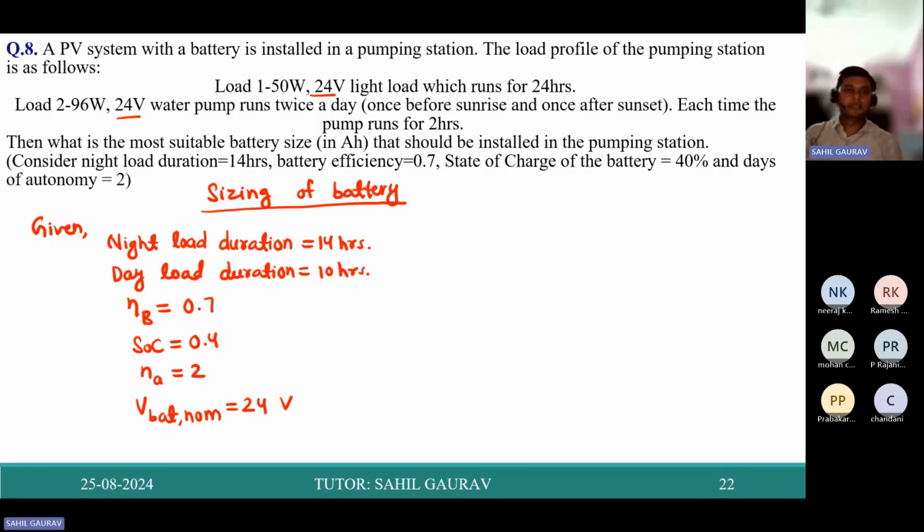215 ampere hour. No, Rajnikant, it is incorrect. Again, you try.